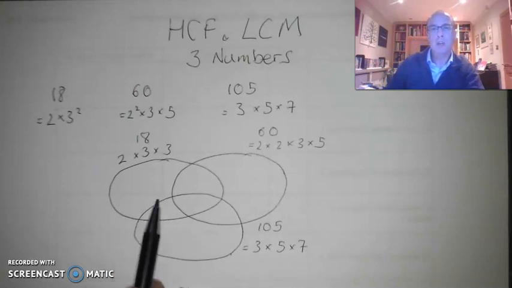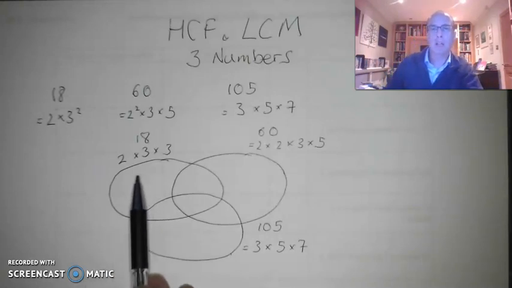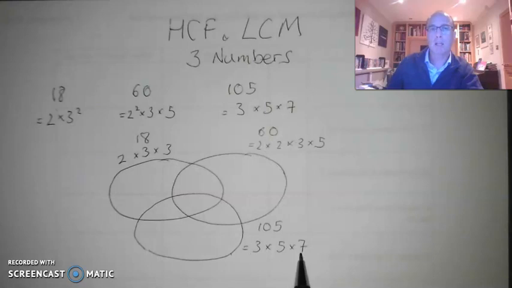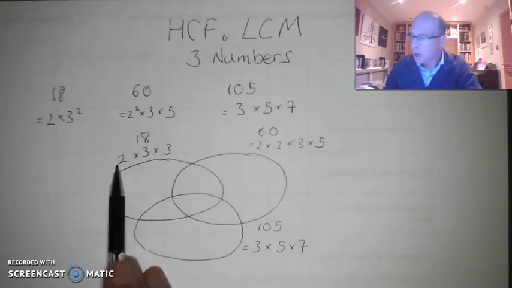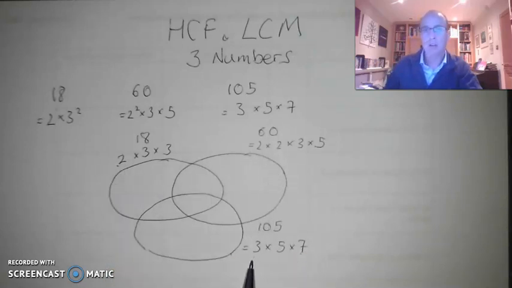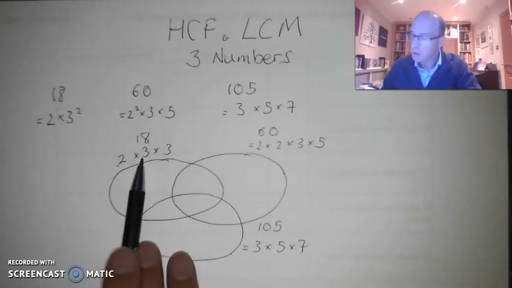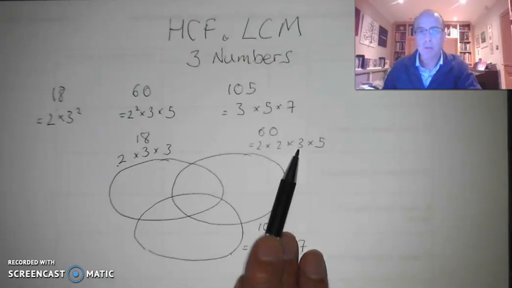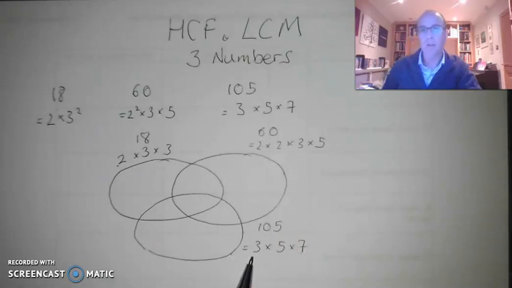And just like when we've got two numbers, I'm looking for the numbers that I've got in common between my three lists of factors. So I'm going to start off with the smallest number, 2. I've got a 2 here, I've got a 2 there, but I haven't got a 2 down here. So 2 is not a common factor of all three numbers. Let's have a look at 3. So the 3 here, I've got a 3 over here, and I have got a 3 down here.